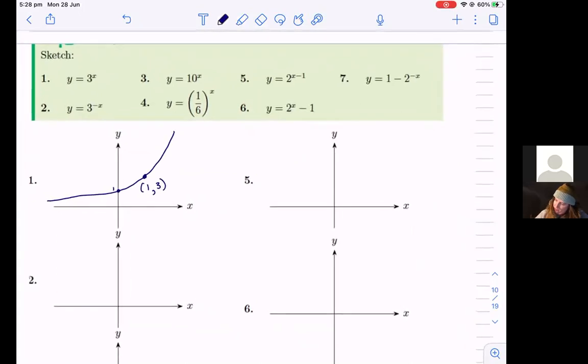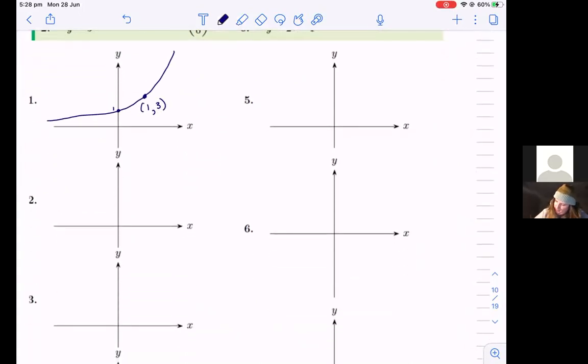Question 2, 3 to the minus x, just means that we're going down this way. So we've got 1. Technically, you could have 1 and 3 to the minus 1 would be 1/3. Or you could have just been lazy and been like, well, that's minus 1 and 3.